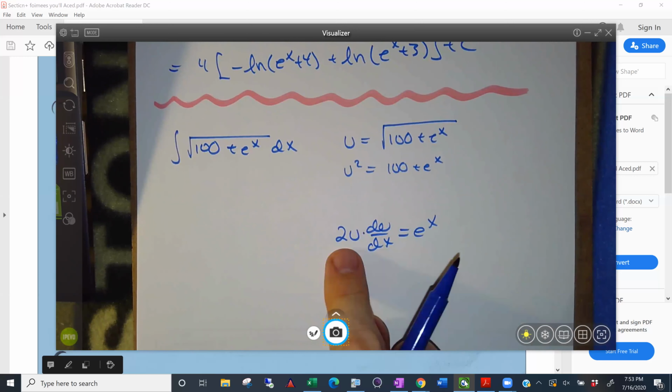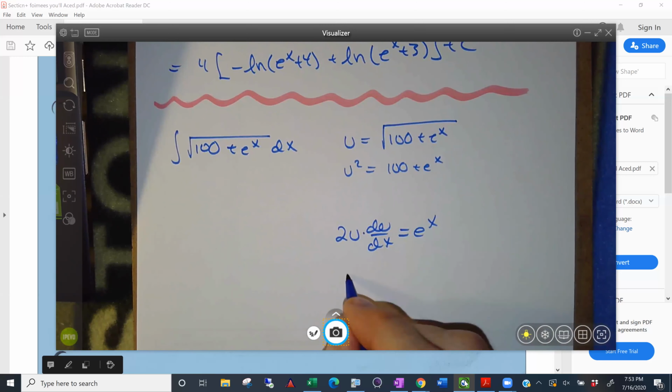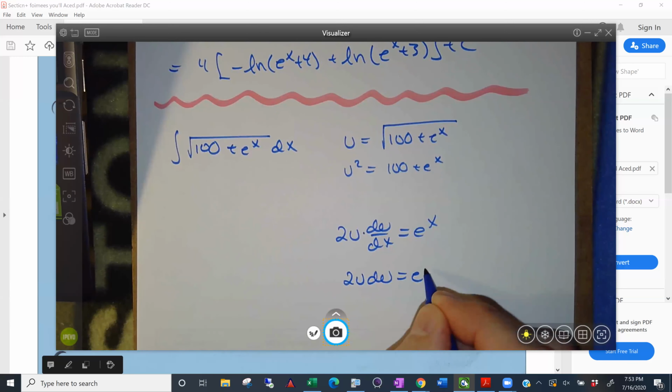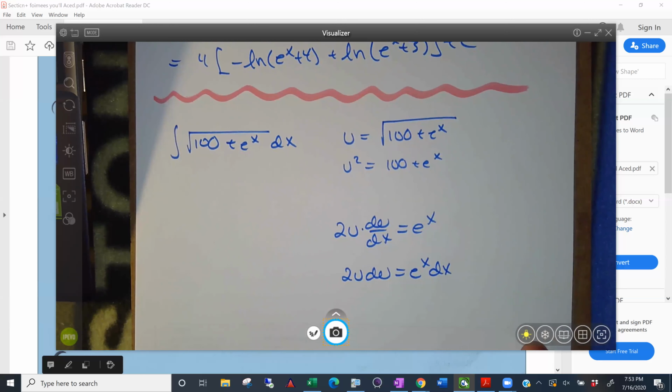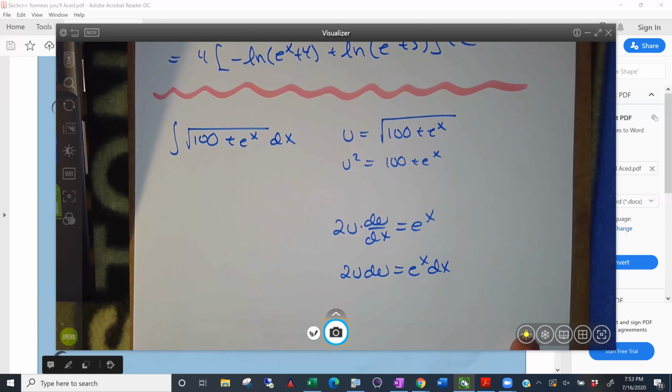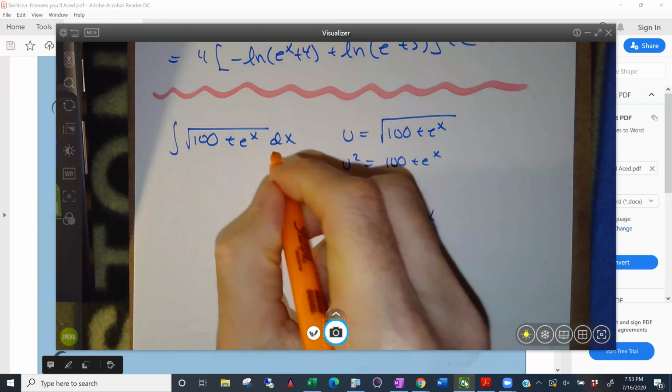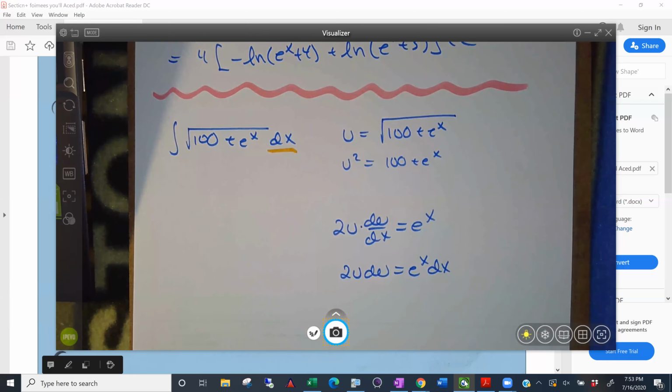Now, usually I don't show this step. Usually I just multiply both sides by dx in my head and end up with 2 du equals e to the x dx. Okay, well, that's fine. But kind of like the last problem, look at what I got in the integral. All I've got is a dx term. So that means I need to solve for dx. So let's play the same game we did with the last one.